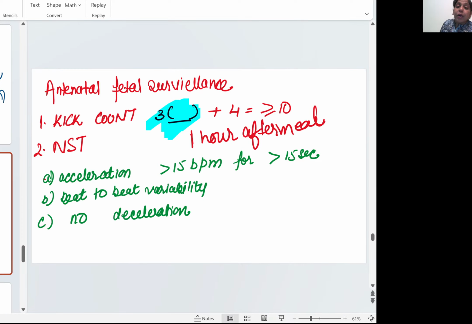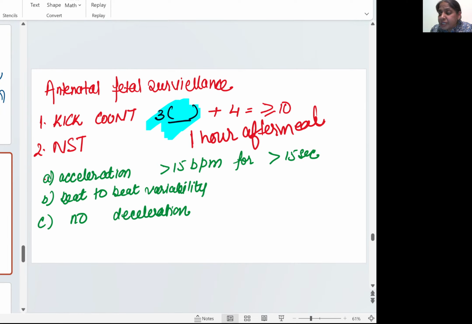Okay. Another way of doing antenatal fetal surveillance is NST. What all we see in NST? Can anyone tell me? What we see in NST? We see whether accelerations are present or not.